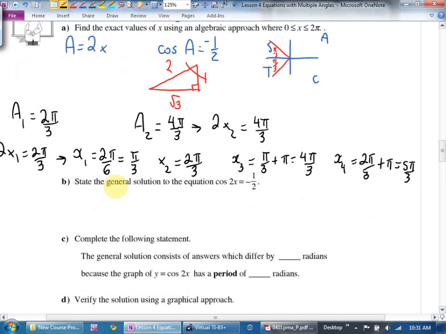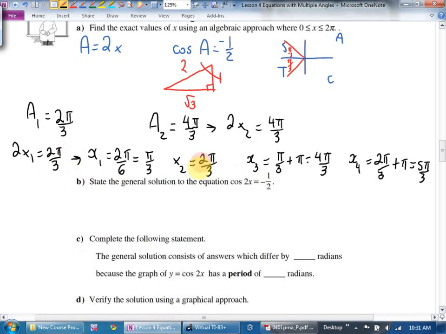The general solution is going to be my first 2 primary ones, which were pi by 3 and 2 pi by 3, plus multiples of the period. Not 2 pi n. What did I write in great big letters right away? What's my period? Plus pi n, where n is an integer.